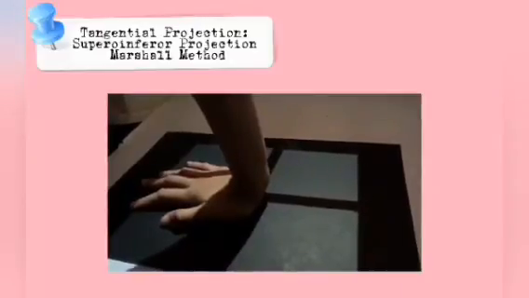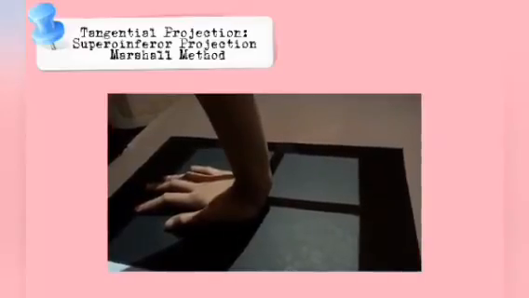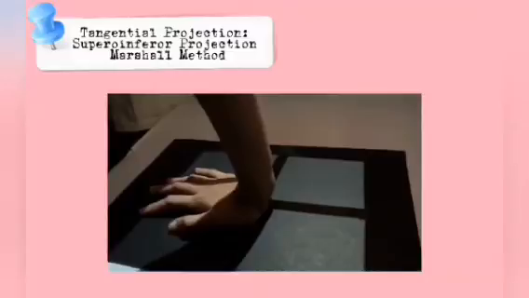Central ray. Directed to the palm of the hand at a point approximately 1 inch or 2.5 cm distal to the base of the third metacarpal and at an angle of 25 to 30 degrees to the long axis of the hand.